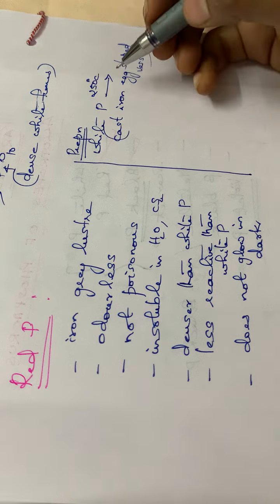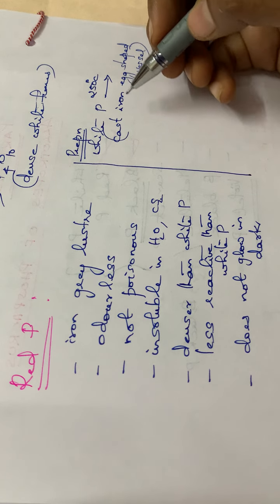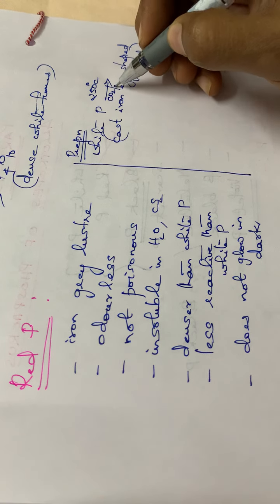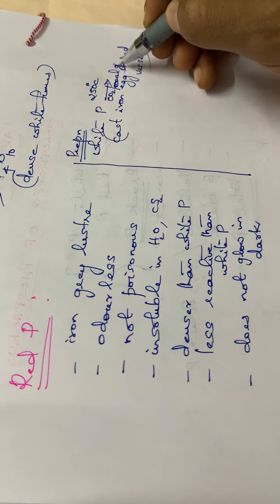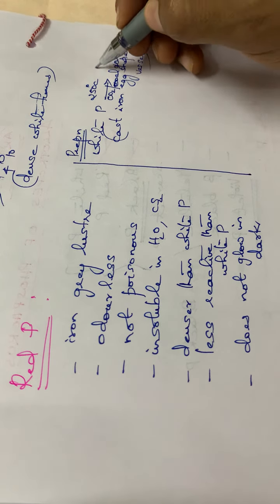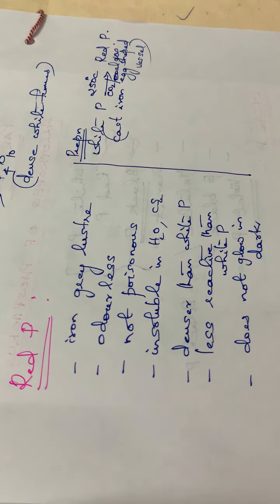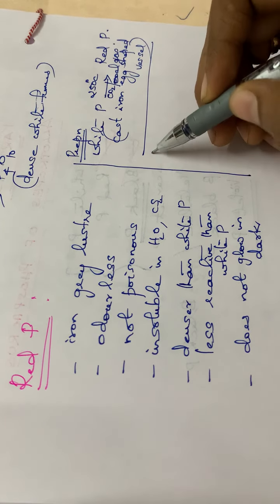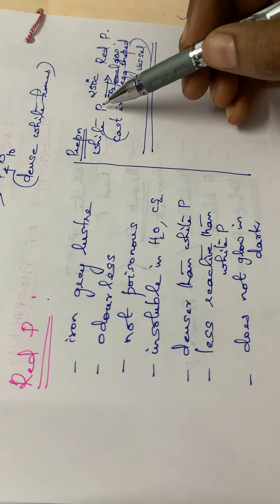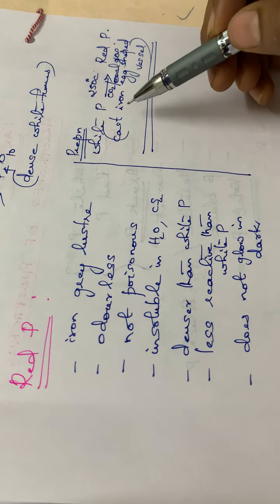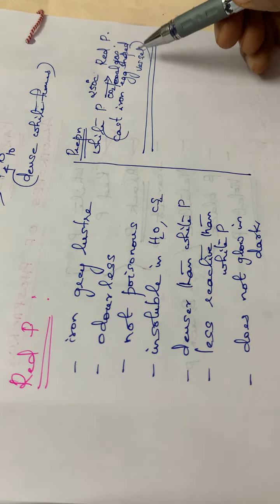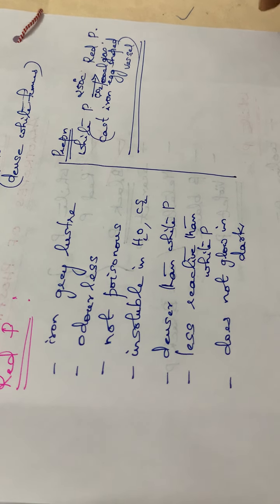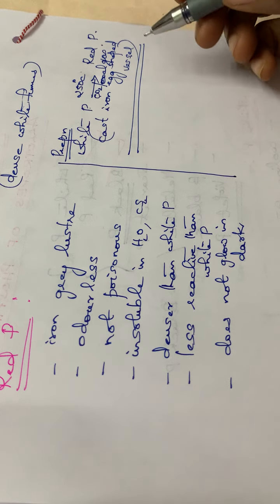Also air is not used, carbon dioxide is used. This reaction will be carried out in presence of carbon dioxide or coal gas. Then the white phosphorus will be converted to red phosphorus. So it is prepared by heating white phosphorus at 250 degrees Celsius in a cast iron egg-shaped vessel in presence of carbon dioxide or coal gas. So this is about the preparation.